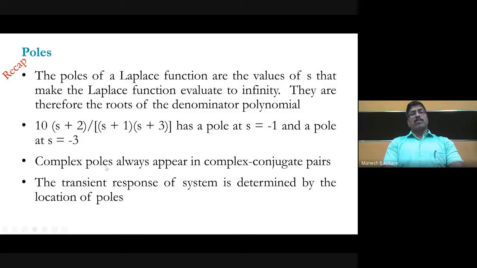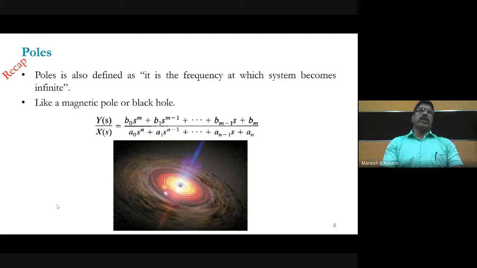So complex poles always appear in complex conjugate pairs, and the transient response of the system is determined by the location of the poles. We'll see how the transient response, which is nothing but the time response of the system, varies with the location of poles. That we are going to study in this lecture also. We studied this in yesterday's talk, so that's why I'm going too fast.